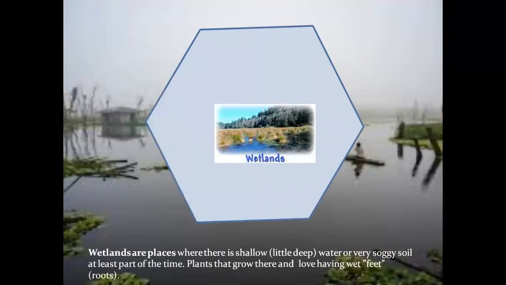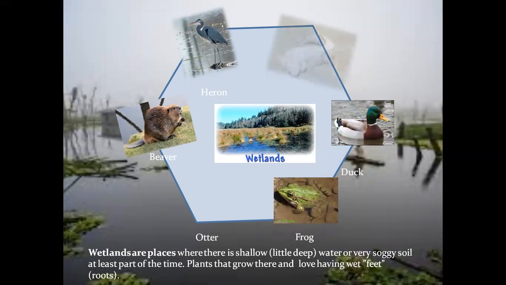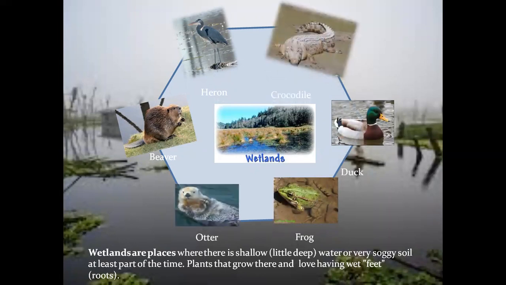Okay, wetlands. Wetlands are places where there is shallow, little deep water or very soggy soil. At least part of the time, plants that grow here love having wet feet or roots. So in wetlands, we have heron, beaver, frog, duck, crocodile, and otter. These are wetlands animals.